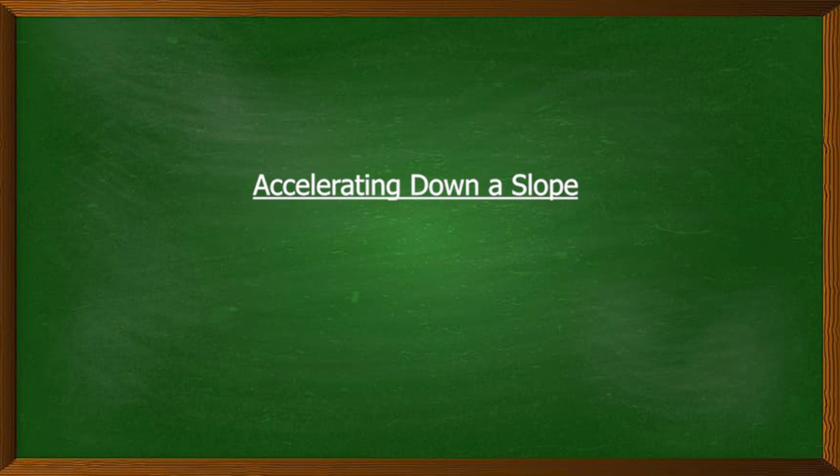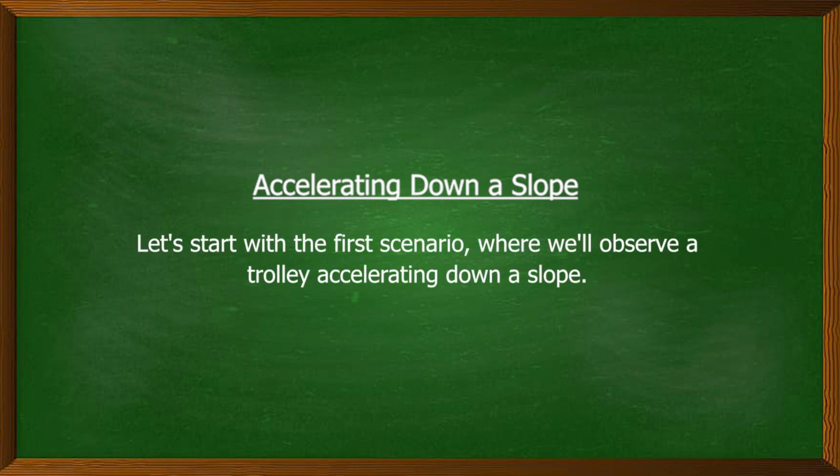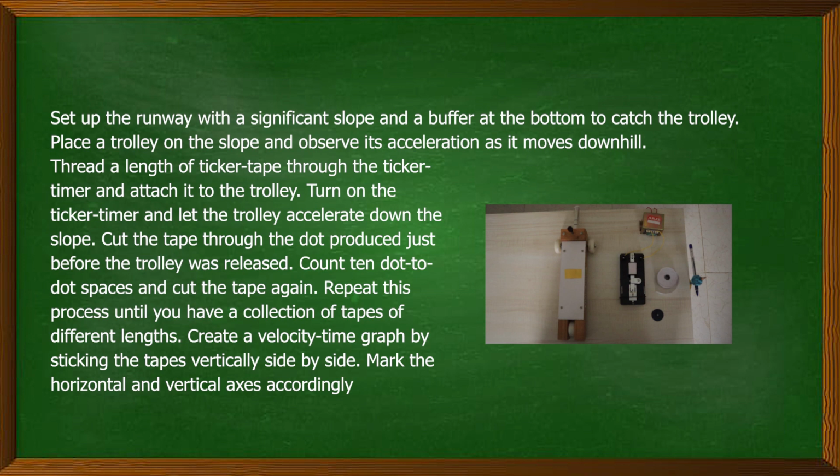Accelerating down a slope. Let's start with the first scenario, where we'll observe a trolley accelerating down a slope. Set up the runway with a significant slope and a buffer at the bottom to catch the trolley. Place a trolley on the slope and observe its acceleration as it moves downhill.